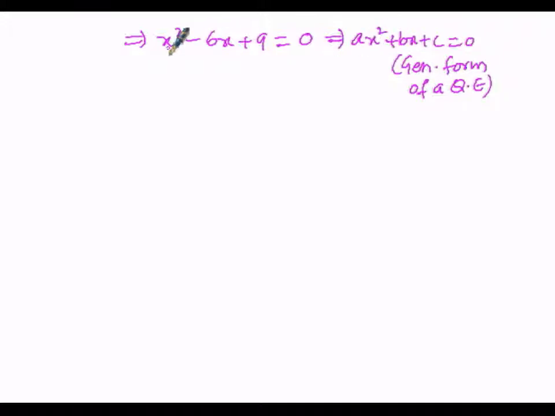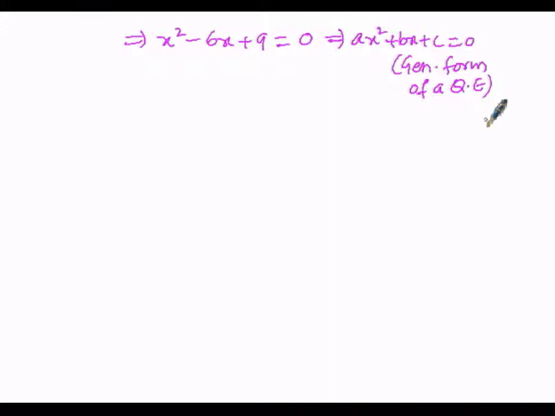On the other hand, the x square coefficient will be 1 here. So by comparing we can write a as 1, b as minus 6 and c as 9, but we have to solve by the factorization method. So in order to solve by factorization method, write the constant, which is 9.